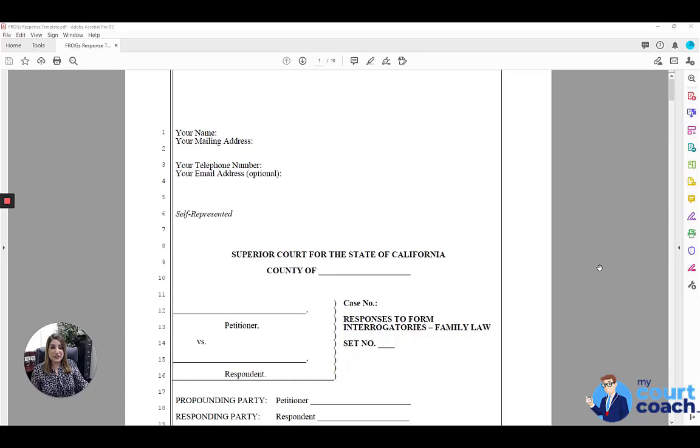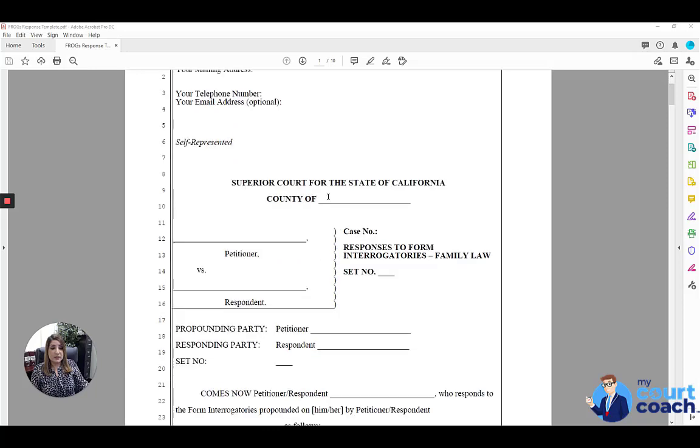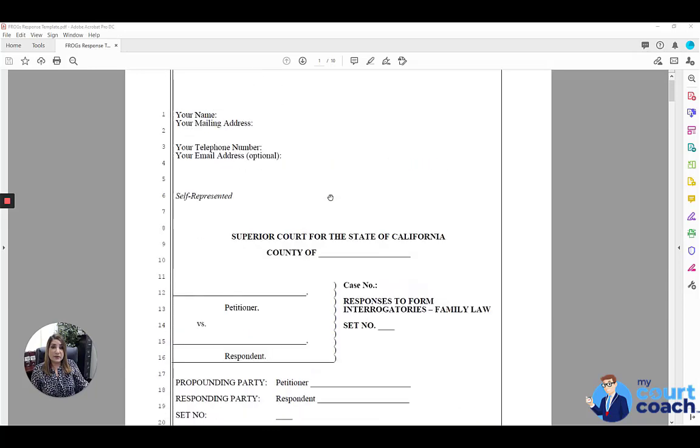I'm Sarah, and I'll be your instructor today as we talk about how to prepare a response to family law form interrogatories. The court does not provide a form or a template for you to use, but what we are going through now is a template that we've created. This is not something you have to use. You can obviously deviate from this, but this just gives a good idea of what should go into your response.